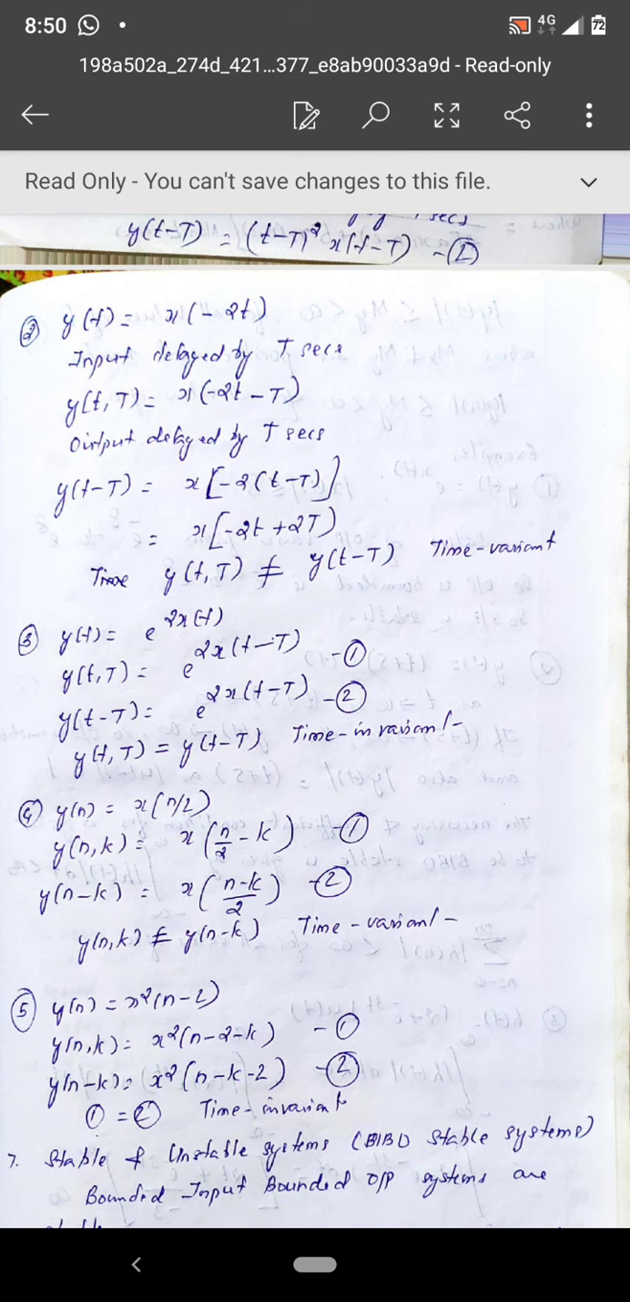You can see the third example. That is an example of a time invariant system. In the same way you can delay the input, and in the same way you can delay the output. You can see that equations 1 and 2 are the same. So such a system is a time invariant system.